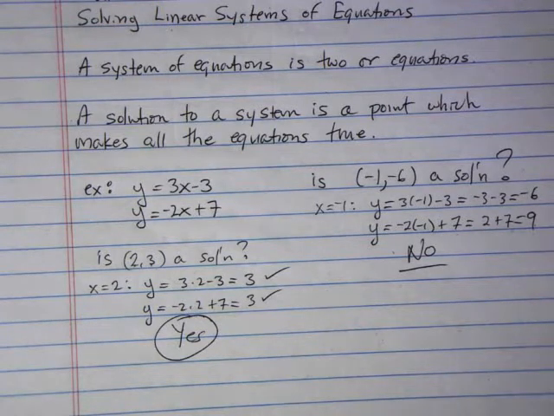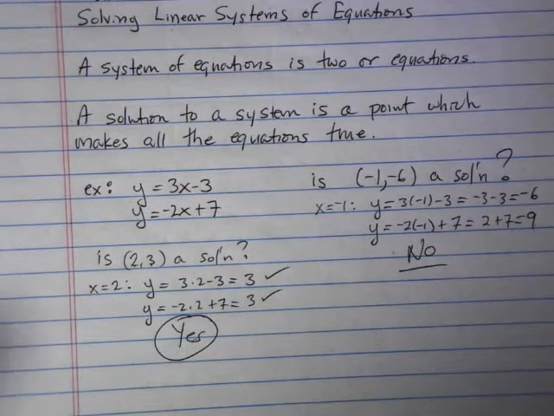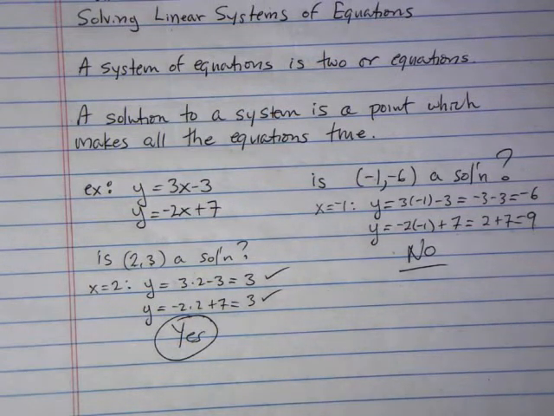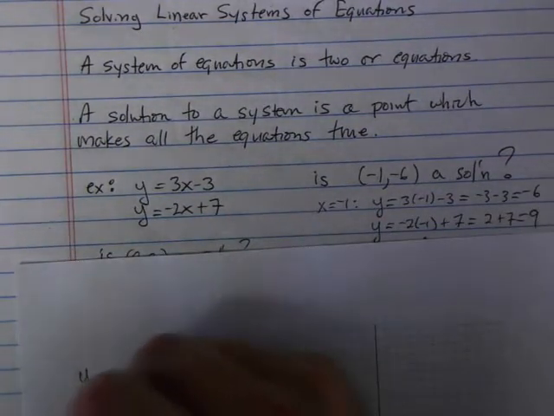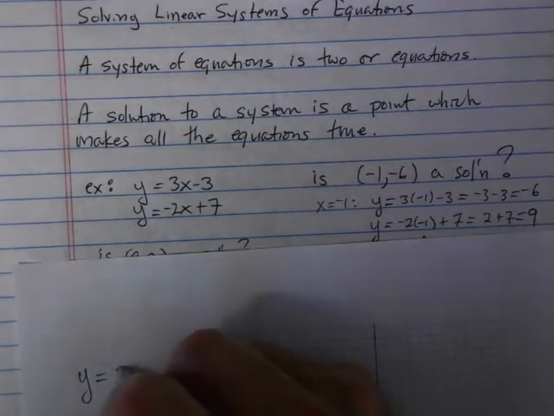Now, the obvious question is, how did I come up with that? How did I come up with 2, 3? I knew before I even started that 2, 3 was the right answer because I figured it out in advance. How did I do that? Well, there are multiple ways. And the method we're going to talk about in this section is graphing. So let me show you how you would solve that system by graphing. I'm just going to do the same problem over again and show you how you would get the answer.